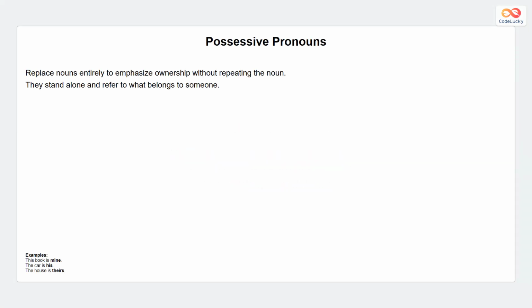Possessive pronouns replace the noun and show ownership without repeating the noun. They stand alone and do not need a noun after them. Examples are mine, yours, his, hers, its, ours, yours, and theirs. For example, in the sentence "the book is mine," the word mine replaces the noun book to show possession.